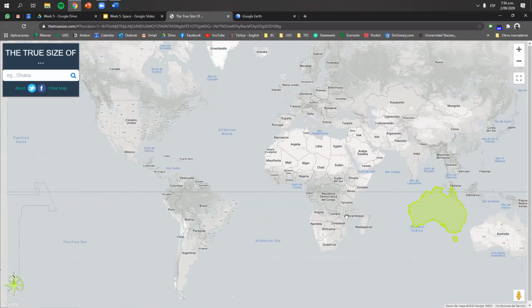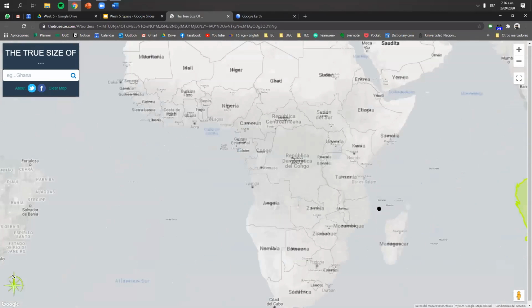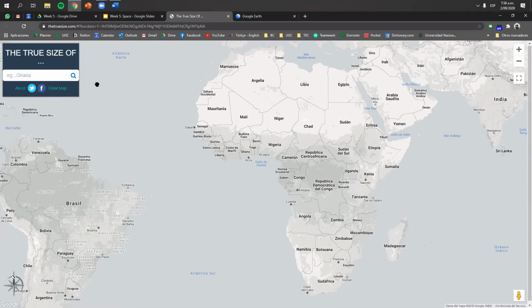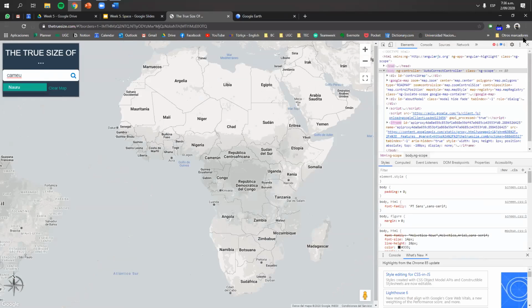But there you go. So yeah, guys, that's what happens with this tool. It's super interesting and super cool to use. And that's something you could use without a code.